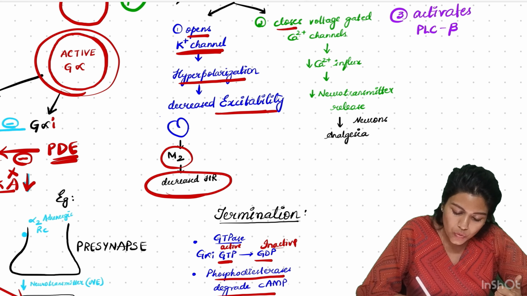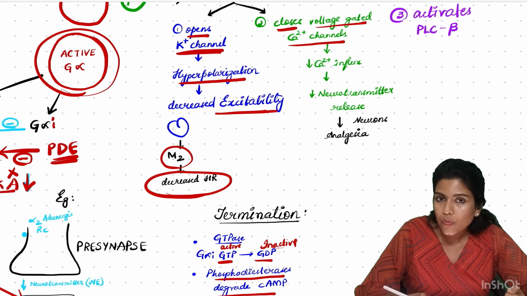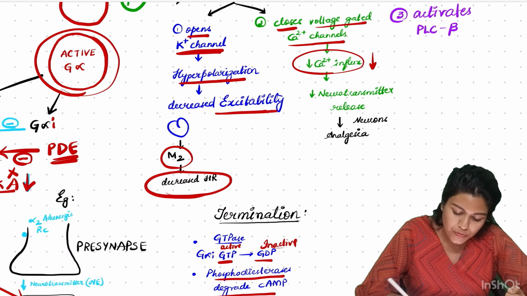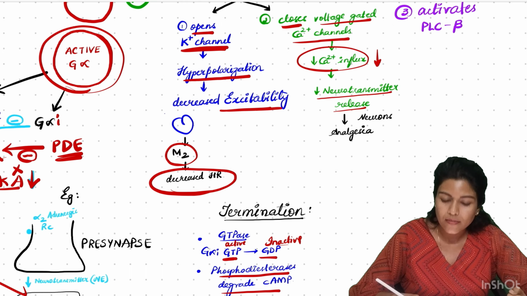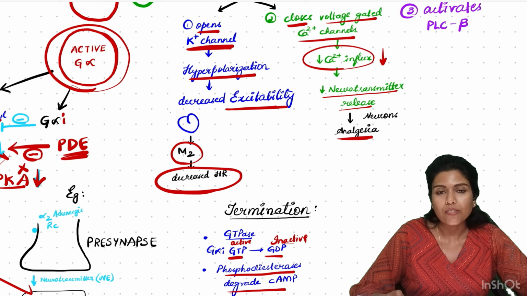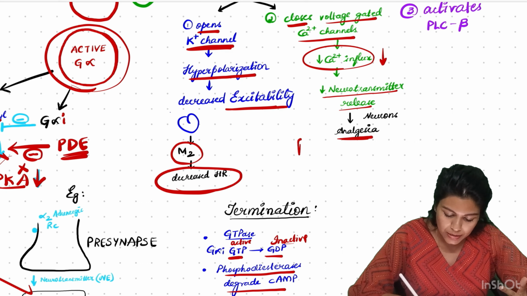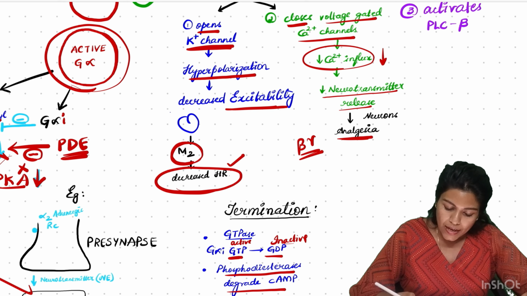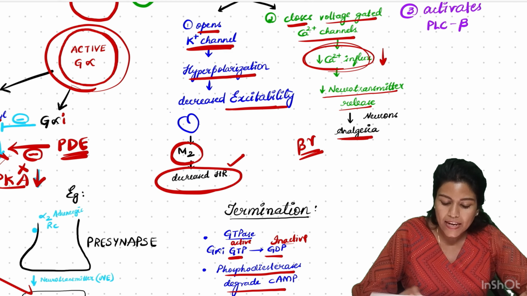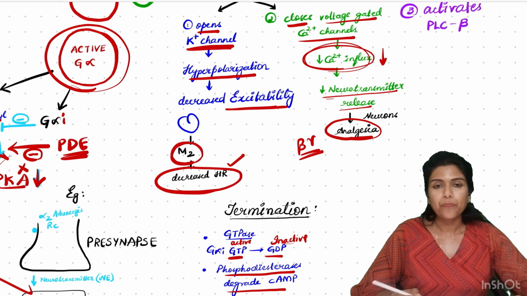And it will close the voltage gated calcium channels. When the calcium channels are closed, the calcium influx gets reduced. That means decreased neurotransmitter release in the neurons, and it will lead to analgesia. These are the two functions of the signaling pathway of the beta gamma dimer. It will result in decreased heart rate via M2 muscarinic receptors in the heart, and it will also lead to decreased calcium influx, meaning decreased neurotransmitter release. It will lead to analgesia.